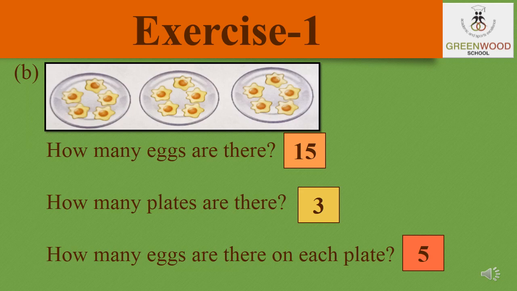1, 2 and 3. Now, how many eggs are there on each plate? 1, 2, 3, 4, 5. Because 3 fives is equal to 15. So, when we take 3 groups of 5 eggs, our answer comes 15.